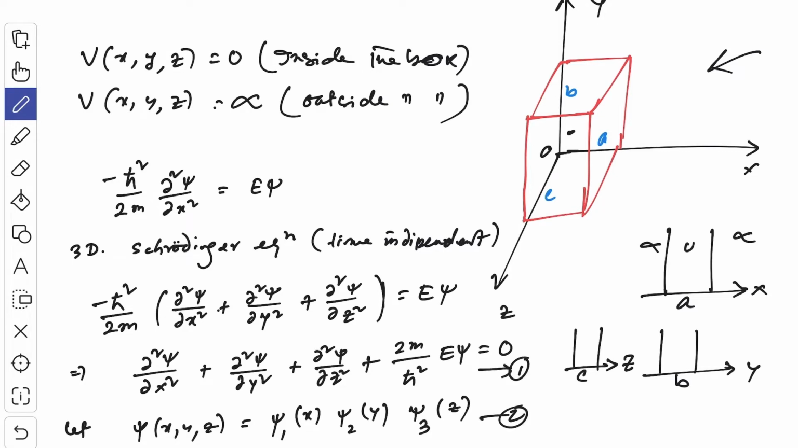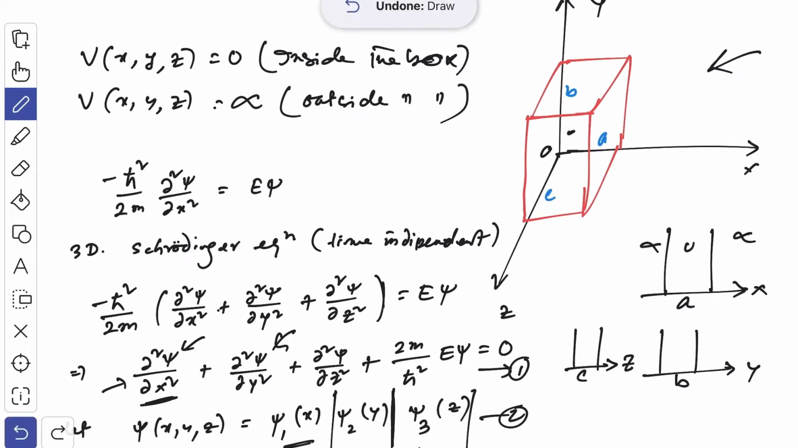If you use 2 in 1, if you substitute psi by this value of psi, then what will happen? Here we have partial derivatives, so we will consider these two as constant. When you differentiate with respect to y partially, then we will take y as the variable and the other two terms as constant. So I hope you know that thing, the partial derivative.